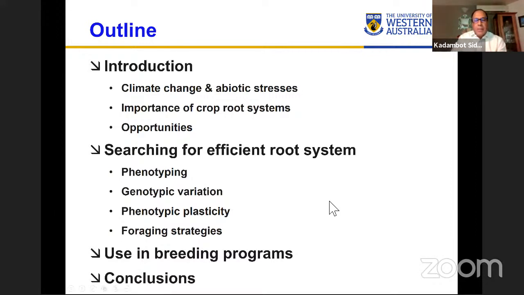So we need to phenotype a large number of populations. Then we also need to make sure that there is genotypic variation if you want to breed. But then there is phenotypic plasticity, whether it is the root system or the above ground, so we need to understand that. What are the foraging strategies for the roots to take nutrients and water? Then let us look at how this is being used in the breeding program. Then I will draw some conclusions.